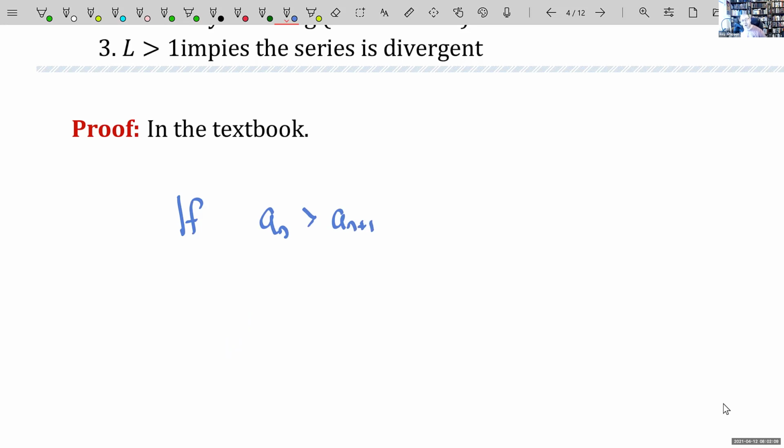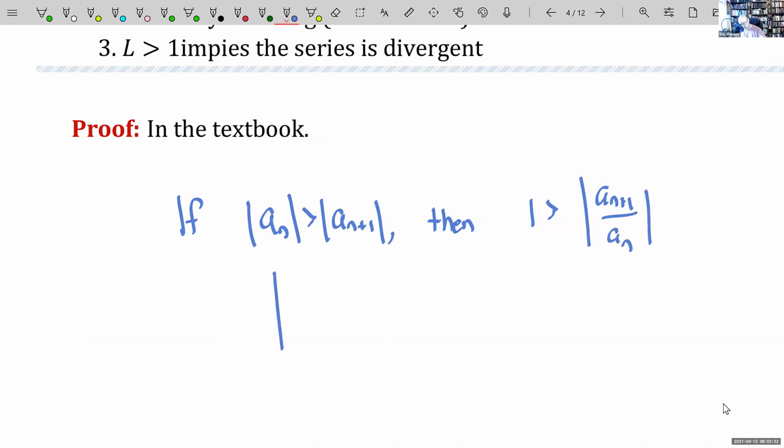However, we're not talking about just the terms. We're talking about the absolute value of the terms. So if that's the case, then, and I should say an absolute value here, 1 is greater than the absolute value of a sub n plus 1 over a sub n. That is, the absolute value of a sub n plus 1 over a sub n is less than 1. So if that ratio is less than 1, that means that as time goes on, our terms are getting smaller and smaller. We are adding less and less.